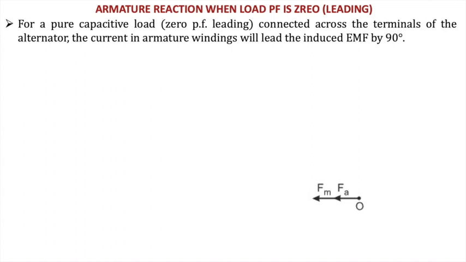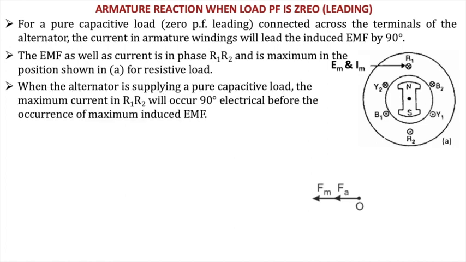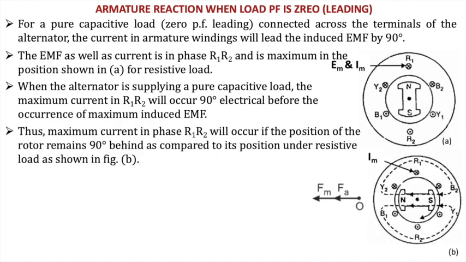So for a pure capacitive load connected across the terminals of the alternator, the current in the armature winding will lead the induced EMF by 90 degrees. The EMF and the current are in phase and maximum in the position in figure A. So when the alternator is supplying a pure capacitive load, the maximum current in phase R will occur 90 degrees electrical before the occurrence of the maximum induced EMF, and therefore the maximum current in phase R will occur if the position of the rotor remains 90 degrees behind as compared to its position under the resistive load.